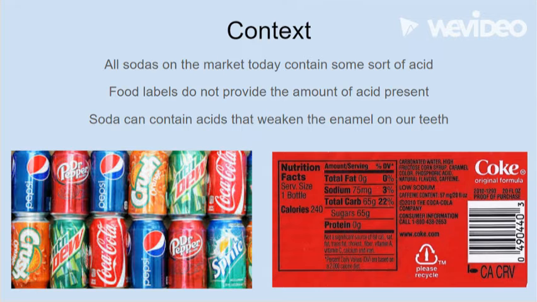For context, all sodas nowadays contain an acid of some kind, although the amount of acid present in a can is not provided. These acids range from carbonic acid to citric acid to phosphoric acid. It's important to know how much acid is present in these soft drinks because the acids can weaken the enamel on our teeth, increasing the risk of tooth decay.